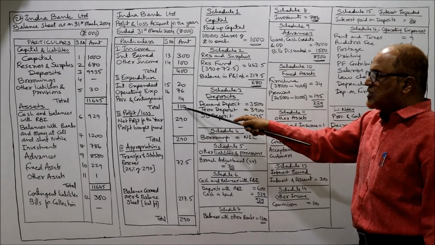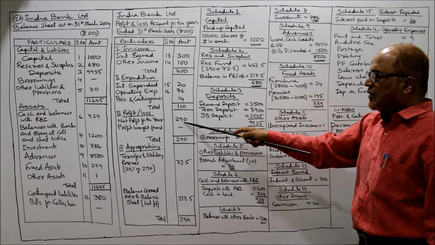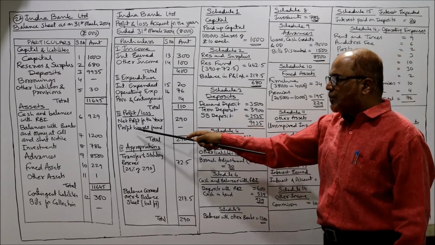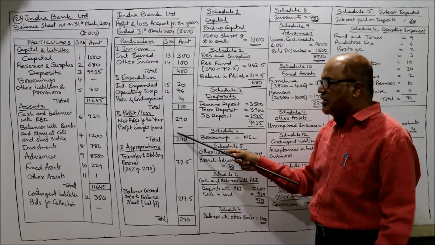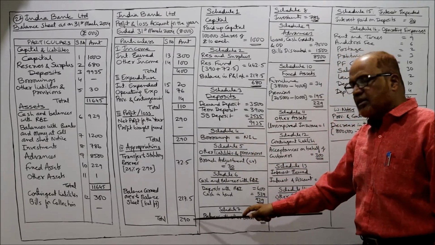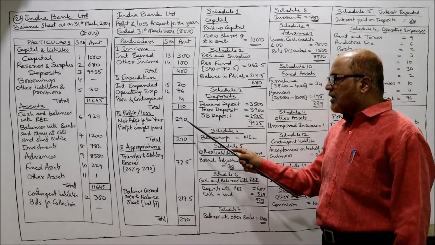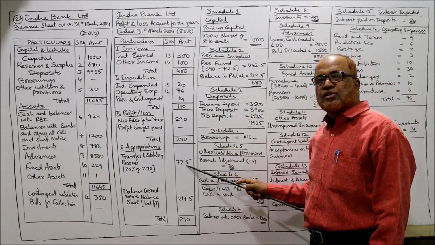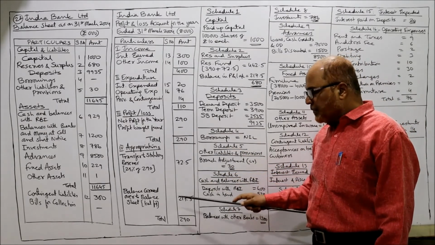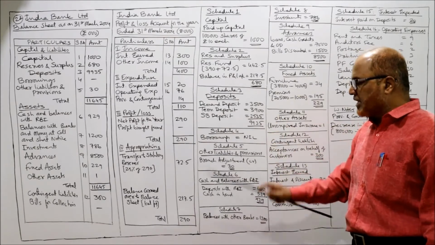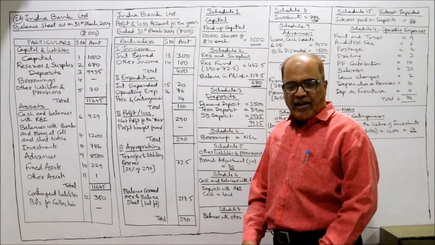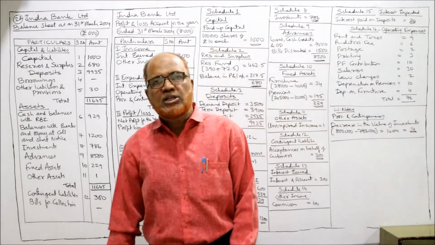So 400 minus 110, 290. 290 is the profit for the year. There is no profit brought forward, not given in the problem. So total profit 290. 25% of current year's profit 290 will be transferred to statutory reserve, 72.5. The balance is carried over to balance sheet. That's all. So this is the end of problem number 22.